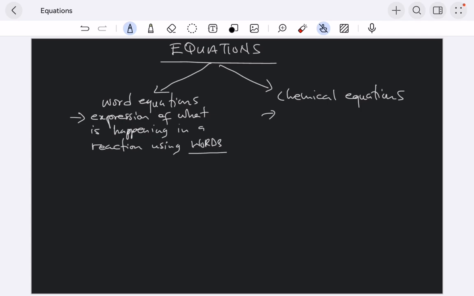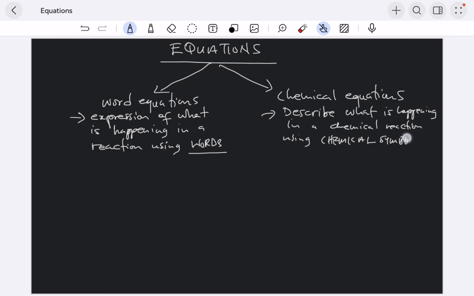In contrast, a chemical equation is where we describe what is happening in a chemical reaction using chemical symbols. So that is the only difference. For a word equation, we use words. For a chemical equation, we use chemical symbols.